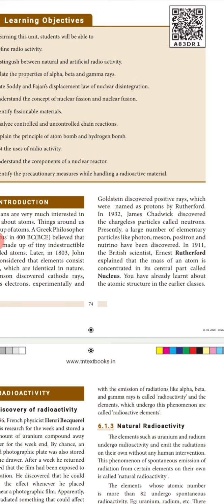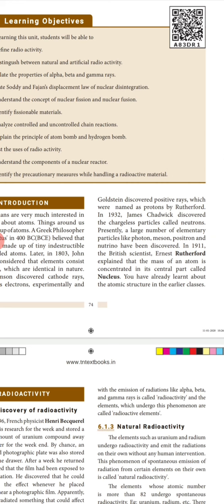In 1911, the British scientist Ernest Rutherford explained that the mass of the atom is concentrated in the central part called nucleus. Do you remember the Rutherford gold foil experiment in your 9th standard? You would have studied it in the atomic structure lesson. Yes children. So in the Rutherford gold foil experiment, what did they say? Mass of the atom is concentrated in the nucleus. We would have studied this first point, an important question too. So who discovered this? Rutherford. All these things you would have studied in your earlier classes.